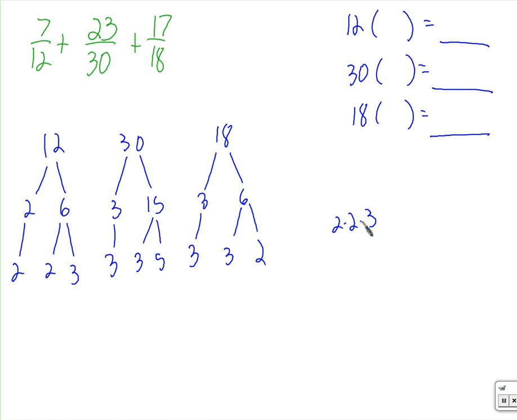I have a question on 30. I used the prime factorization and I got 2 times 5 because I did 6 and 5. What did I do? I did 3 times 10. I did 3 times 15 as I should have done. Okay, thank you.